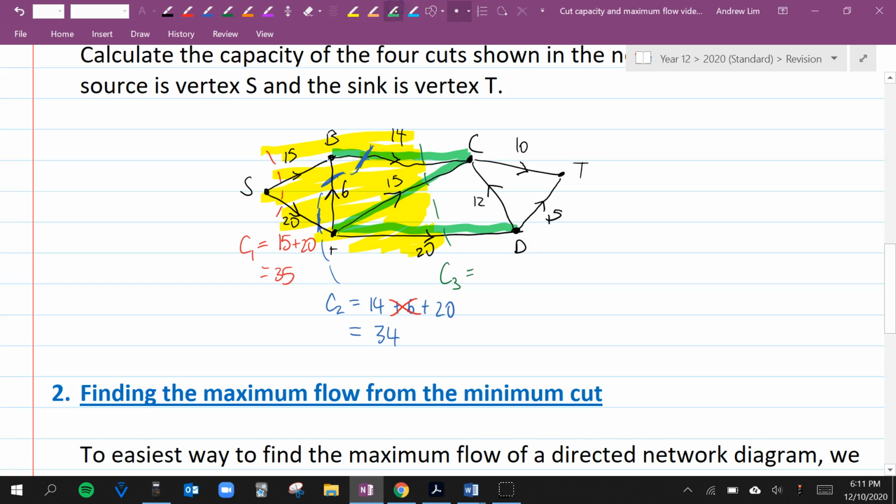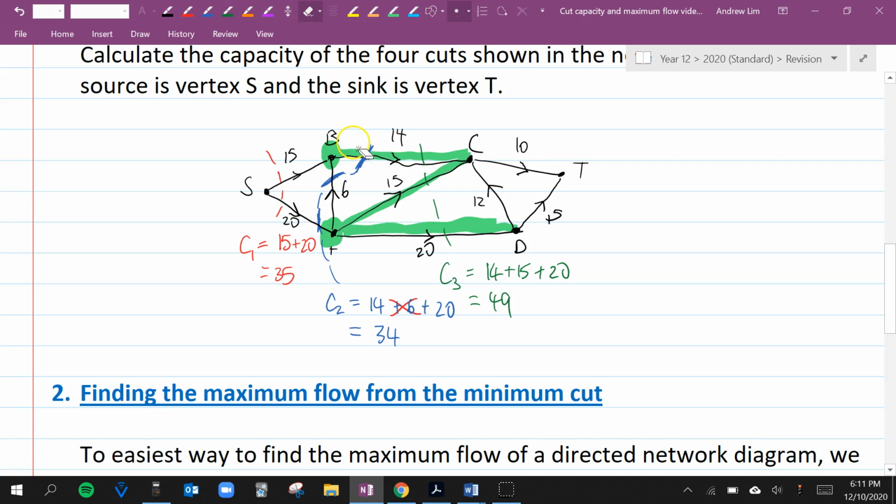The start of the top edge is here. Good, that's highlighted. We include that 14. The start of the 15 edge is down here. We include that 15 because it's highlighted in yellow. The start of this 20 edge is here. So we include that 20. So in fact, we need to add all 3 numbers, which is 49. The cut capacity of that is 49.